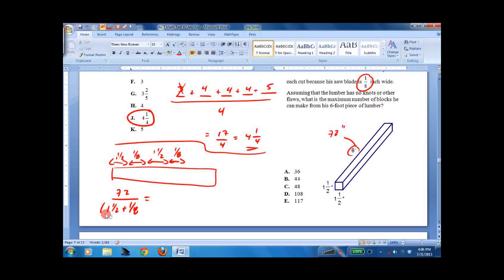You've got to put parentheses around the bottom, blast it all out. I'm actually going to use a calculator because I don't see a simple way to do that. I get 44.3. So it's going to have a little chunk of wood left over. It gives us B, 44.